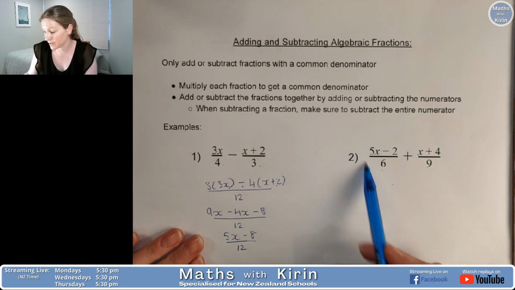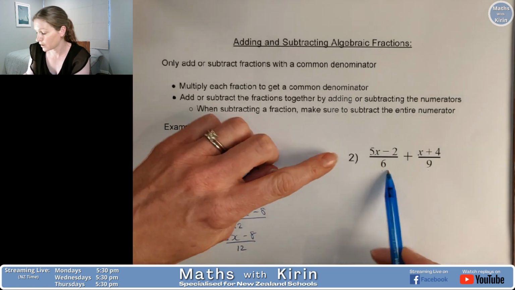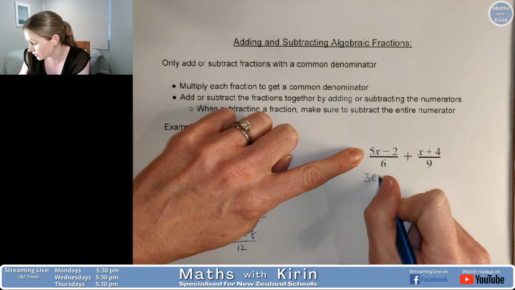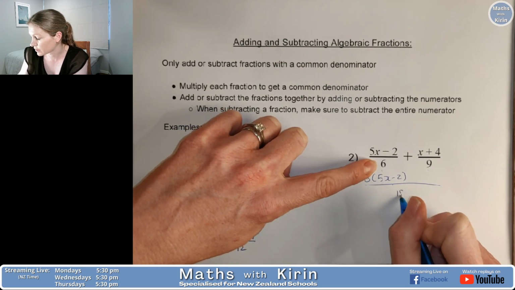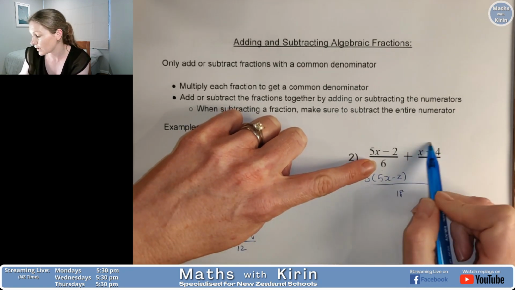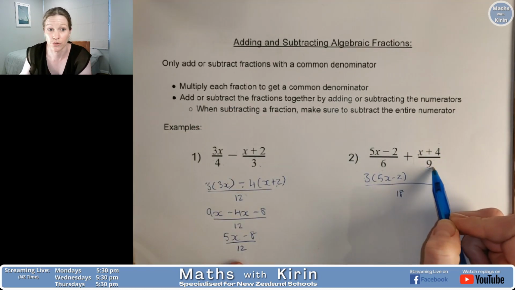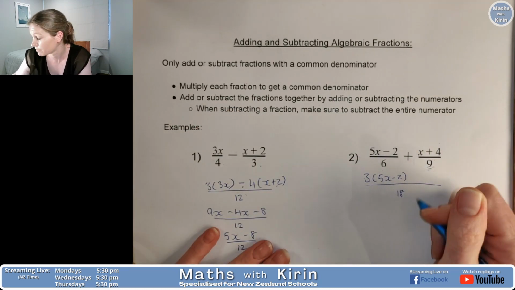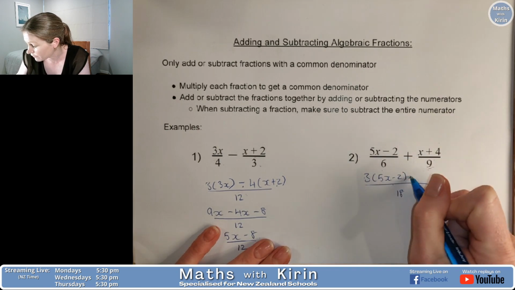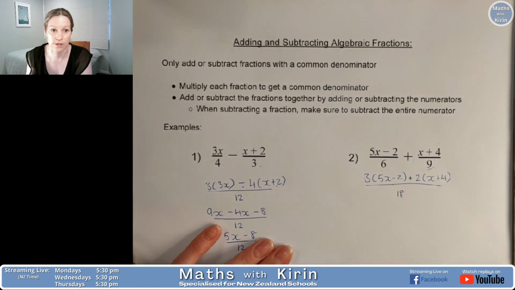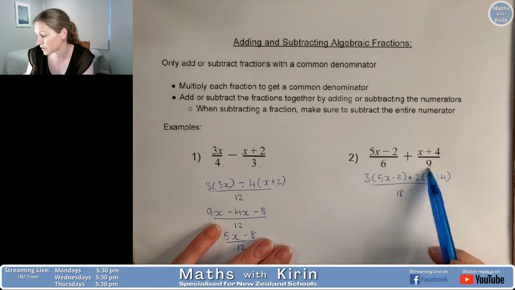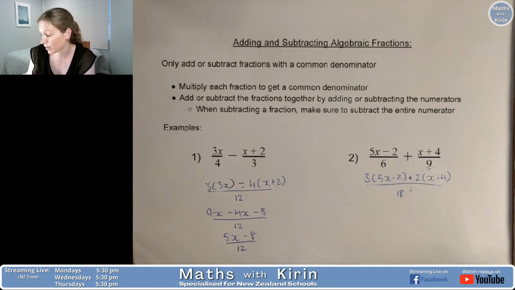So we're going to multiply this by 3. So we've got 3 times our top line, and then 6 times 3 is where this 18 comes from. This one here, we're going to multiply by 2, because remember we're trying to get 9 into 18, so multiplying by 2. We're adding our fractions, so we have a plus in the middle, plus 2 lots of x plus 4, and our 18 we've already covered because we're multiplying that 9 by 2.